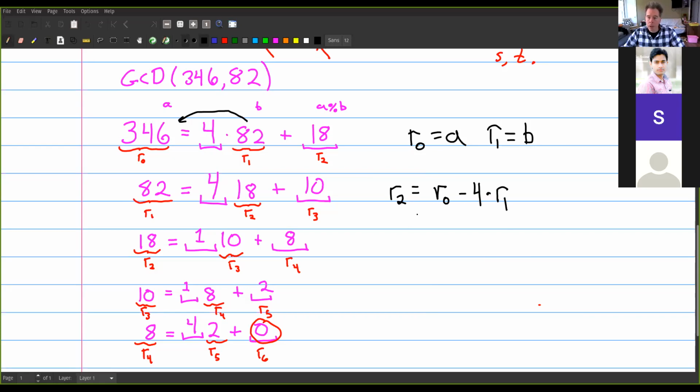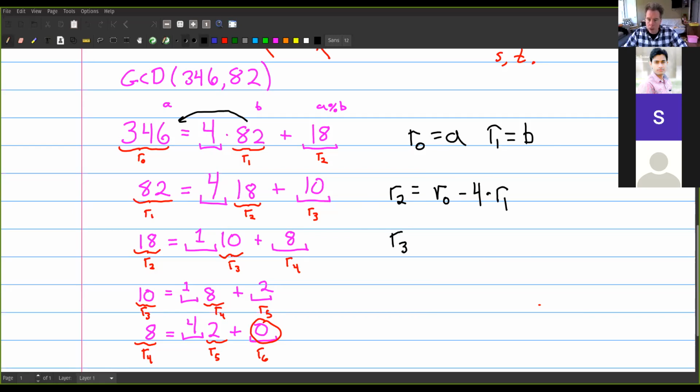So what we're going to do is keep doing this until we get down to R5. R5 is the actual GCD. So we'll just keep expressing these remainders in terms of the previous remainders, which then let us get down to R0 and R1, which are A and B. Let's go one step farther.